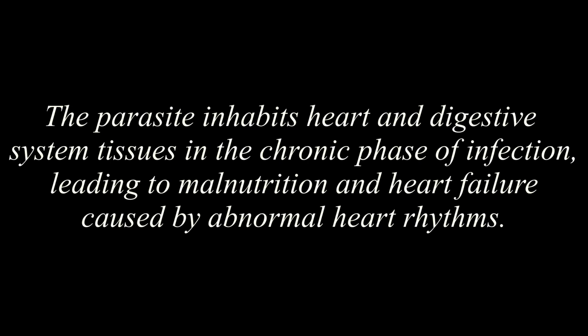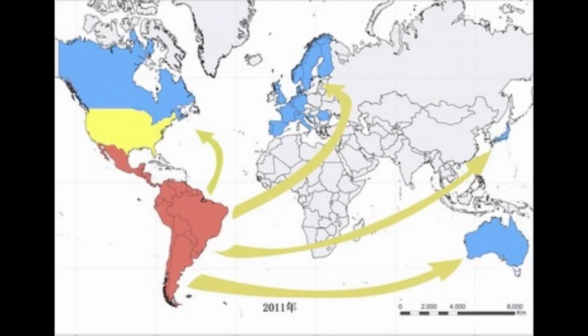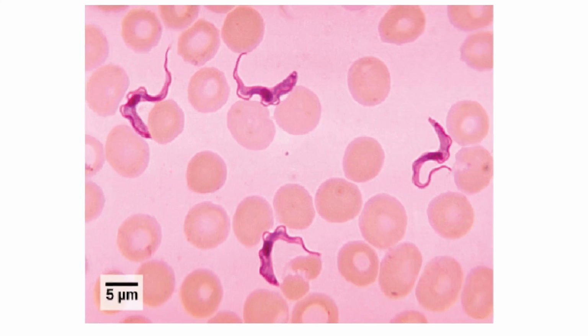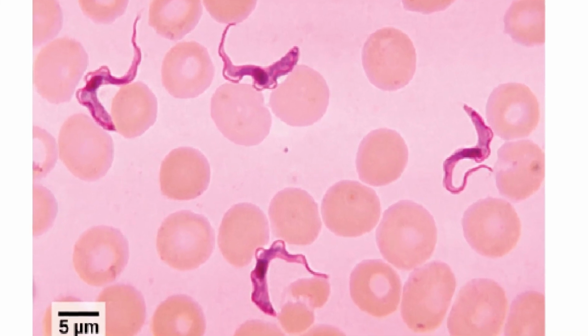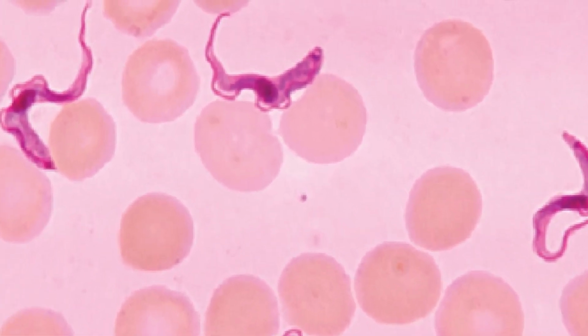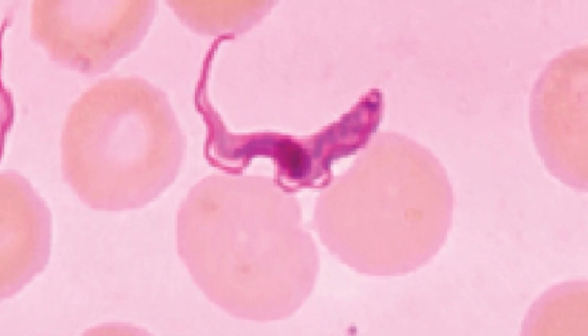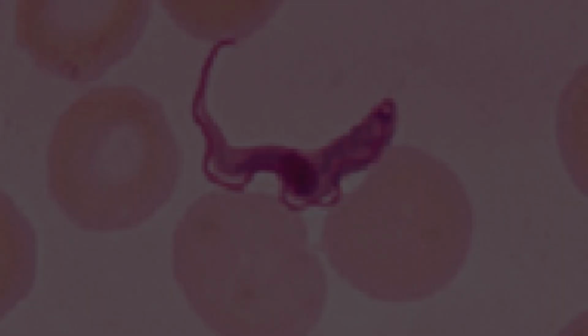The parasite inhabits heart and digestive system tissues in the chronic phase of infection, leading to malnutrition and heart failure caused by abnormal heart rhythms. An estimated 10 million people are infected with Chagas disease, which caused 10,000 deaths in 2008. Figure 13.17. Trypanosomes are shown in this light micrograph among red blood cells.